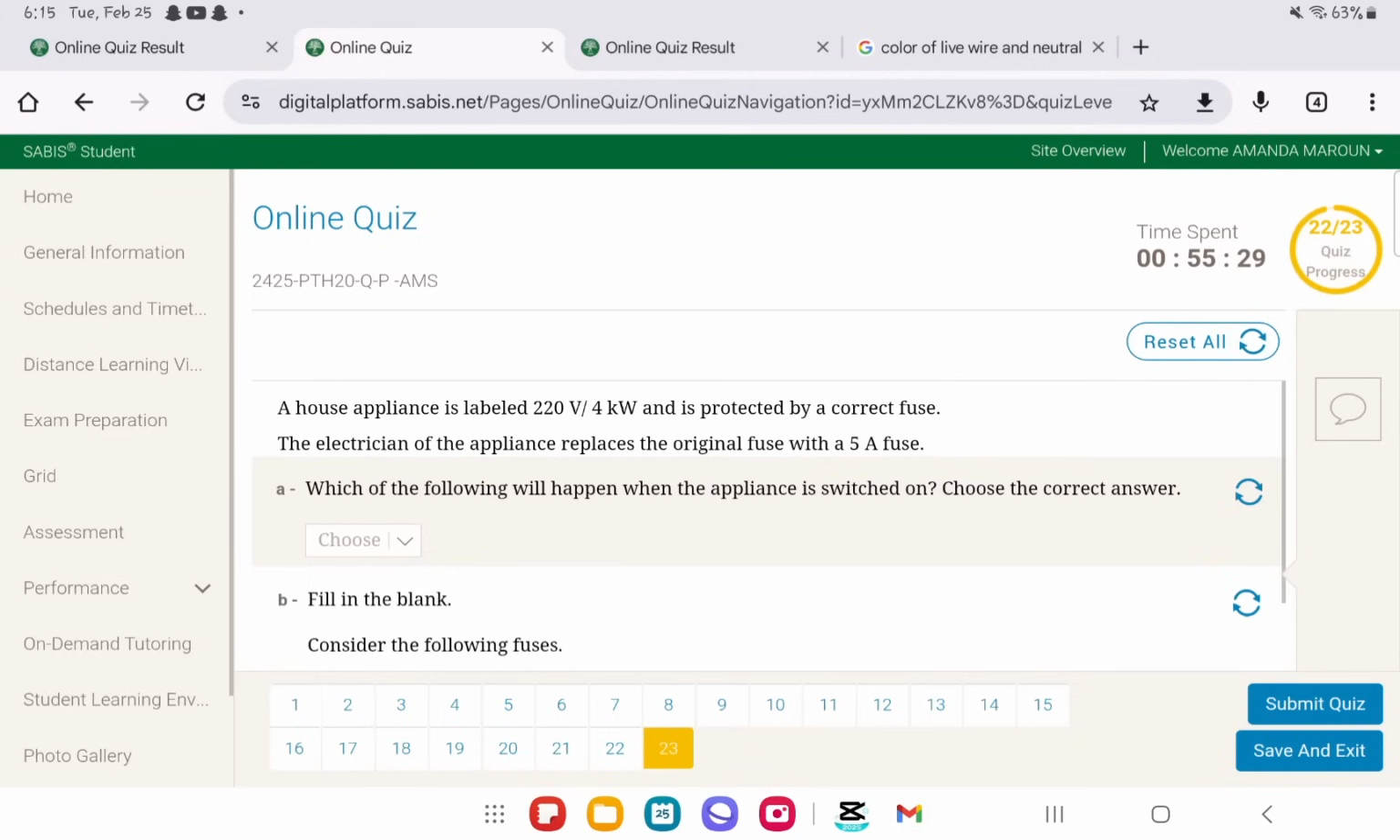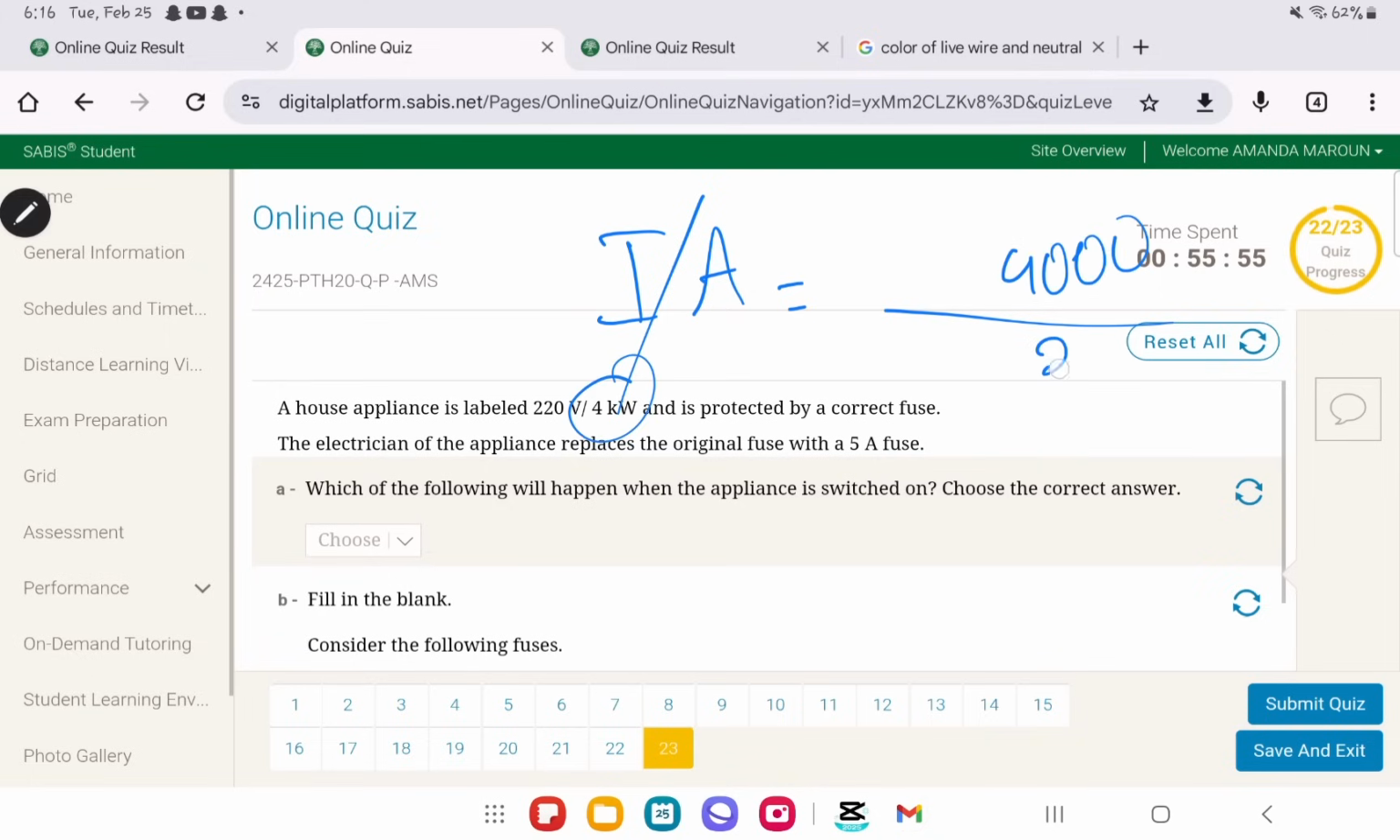A house appliance is labeled 220 volts, 4 kilowatts and is protected by a correct fuse. The electrician of the appliance replaces the original fuse with a 5 ampere fuse. Is he supposed to do that? Let us see what happens. First of all, let us find the current I that he is supposed to be using in the fuse. So 4 kilowatts is 4,000 watts divided by 220. Very simply, 4,000 divided by 220 is almost 18.2 amperes. So definitely a 5 ampere fuse is too little, okay?